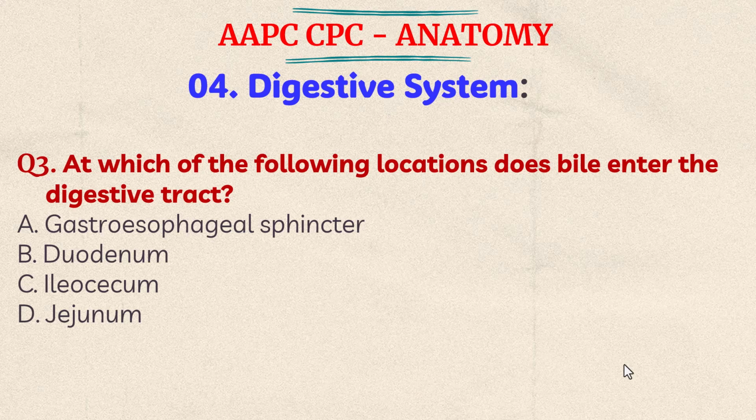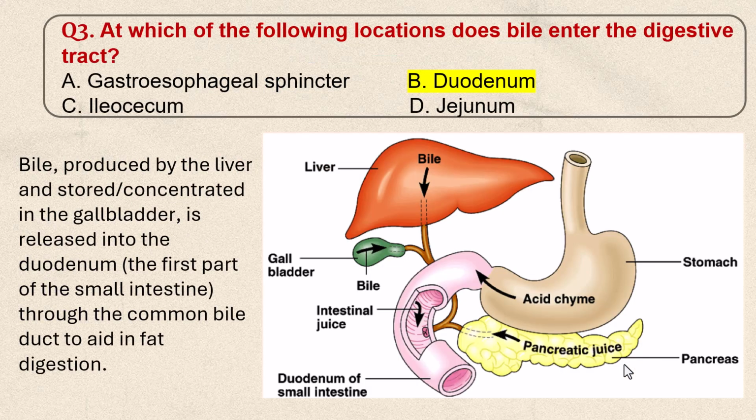Question number 3. At which of the following locations does bile enter the digestive tract? A. Gastroesophageal sphincter. B. Duodenum. C. Ileocecum. D. Jejunum. Think the answer. The correct answer is B.